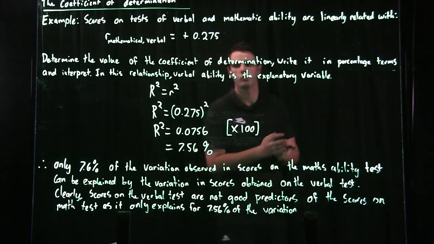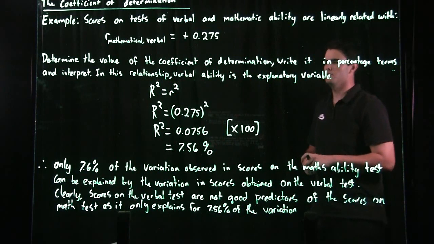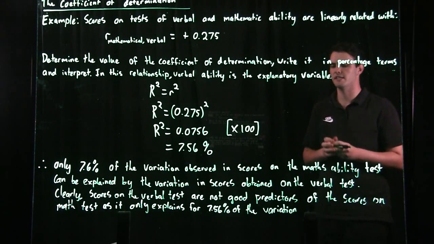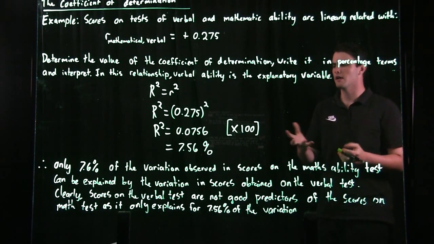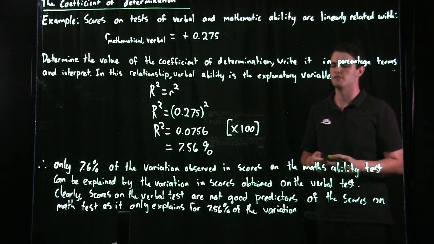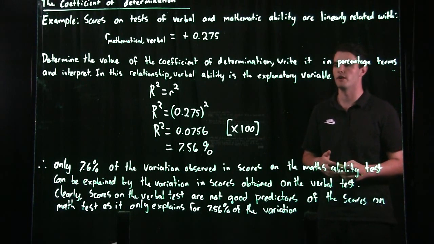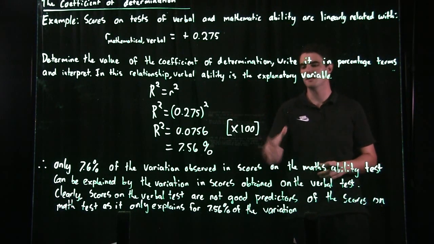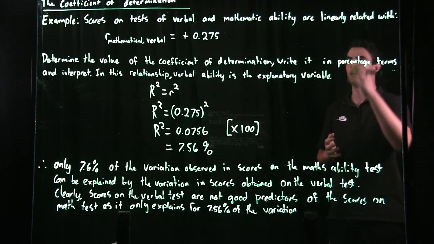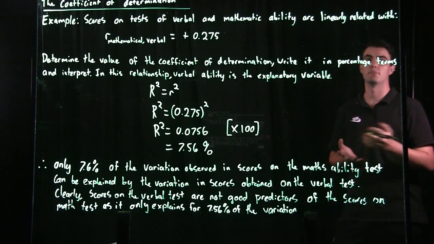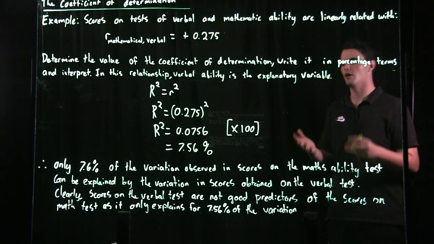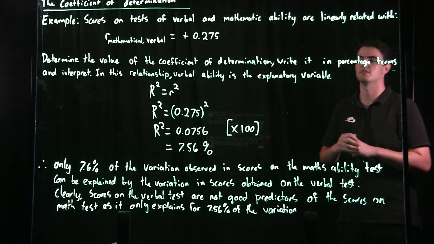So what I've got here is I've just written up: only 7.6% of the variation observed in the scores on the math ability test can be explained by the variation in scores obtained on the verbal test. Clearly scores on the verbal test are not good predictors of the scores on the math test, as it only explains 7.56% of the variation. So what I've figured out here is, did what people get on the verbal test make a factor in what they got on their math test? Well, not really, because it only explains 7.56% of the variation.